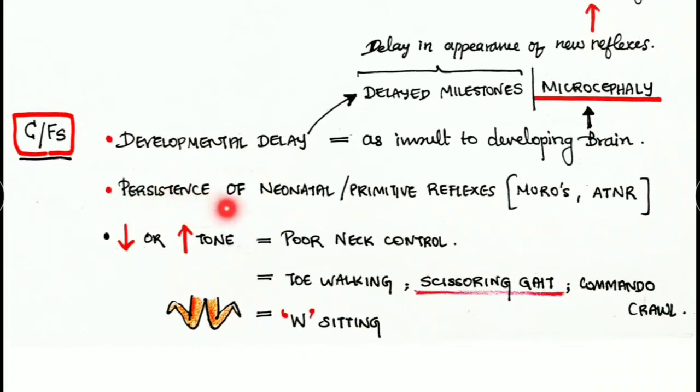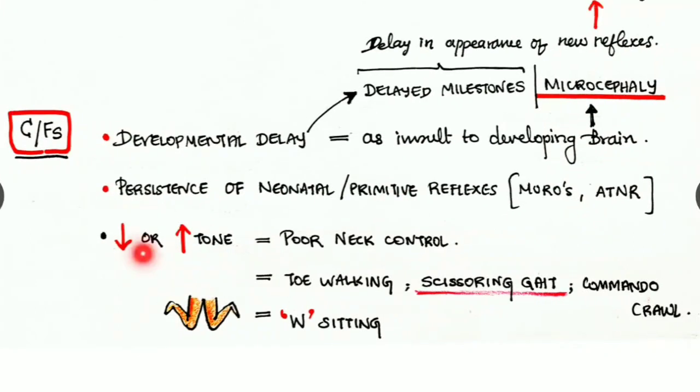Next, there can be persistence of neonatal or primitive reflexes like Moro reflex or ATNR, asymmetrical tonic neck reflexes. And there can be reduced or increased tone, that is hypo or hypertonia, and that can cause poor neck control, toe walking, scissoring gait, and even commando crawl. In commando crawl, the child crawls like commandos in the armies due to weakness in the lower limbs.